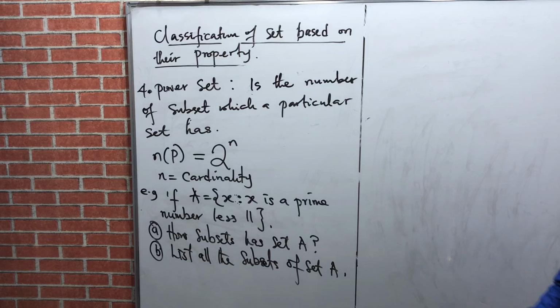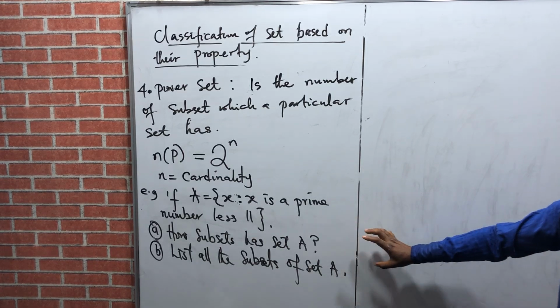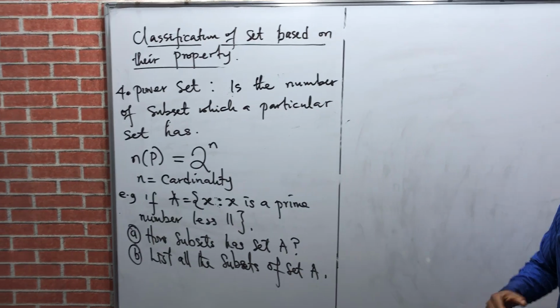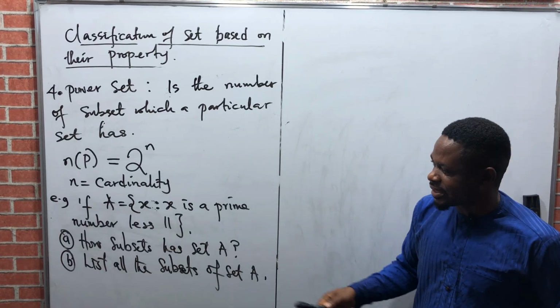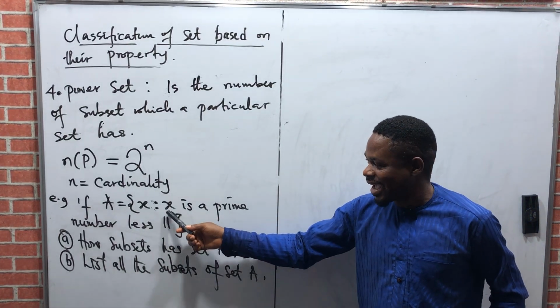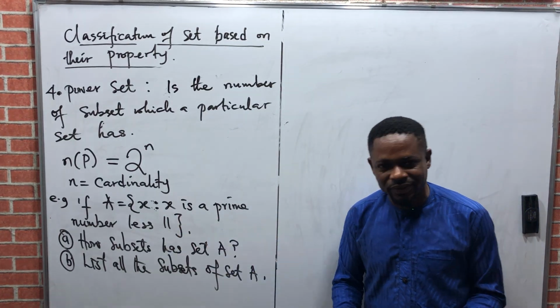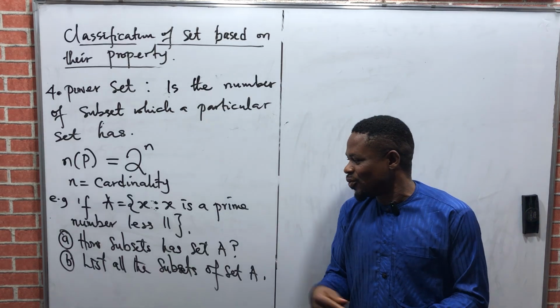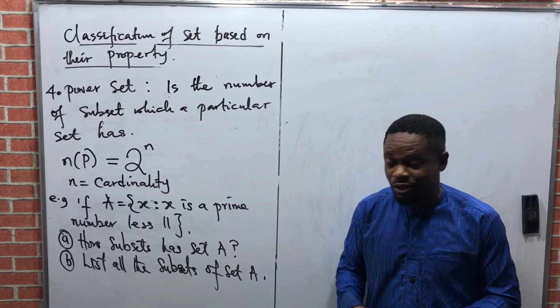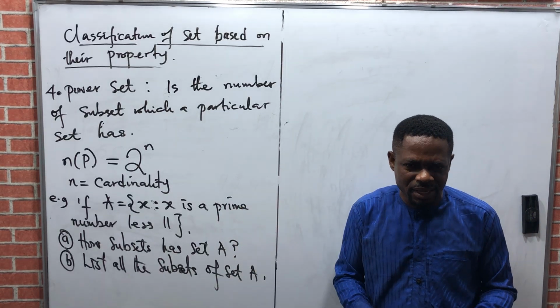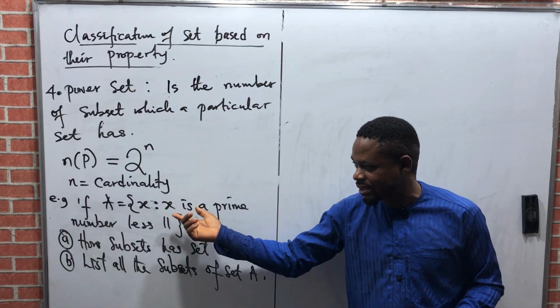Okay, can I draw your attention again to the question? The interpretation is that X is such that X is a prime number less than 11. Now, what do we mean by the word prime number? Because if you don't know what a prime number is, we cannot answer this set.